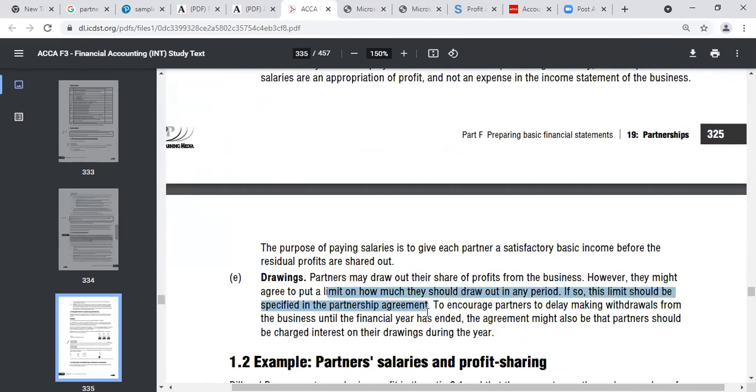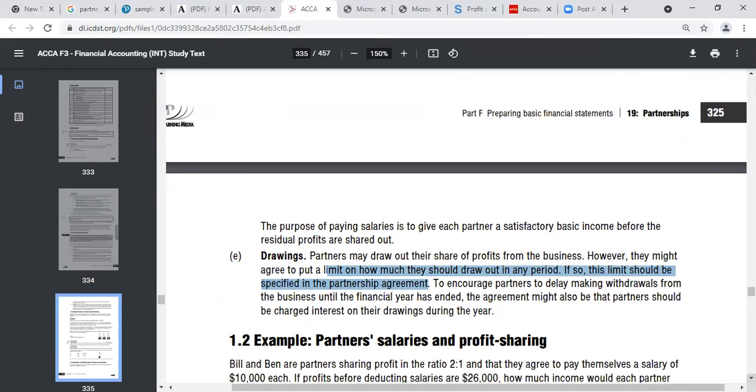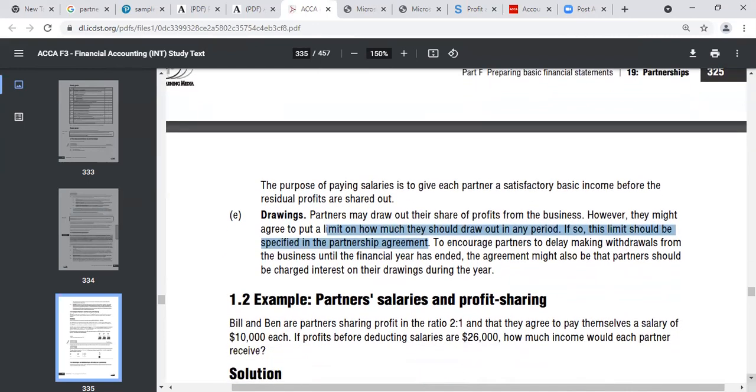Then we have, of course, partner drawings. Like I said, once in a while you can see partners getting some money from the firm, okay? And since this is not good for us, you may have cases where there's also interest on drawings, okay? So partners may also agree on interest on those drawings, so that they are basically discouraged, okay?